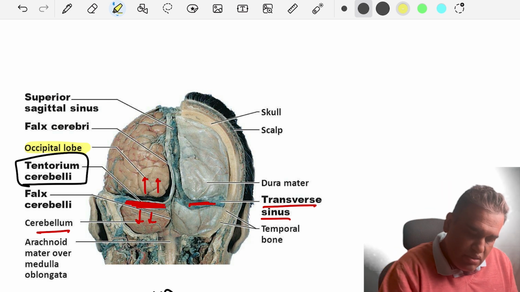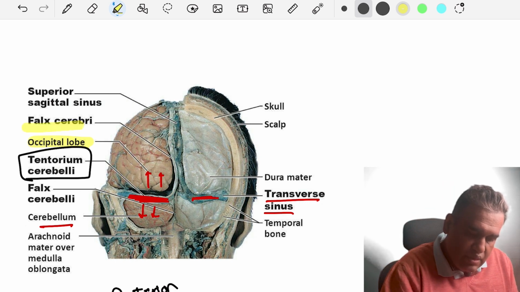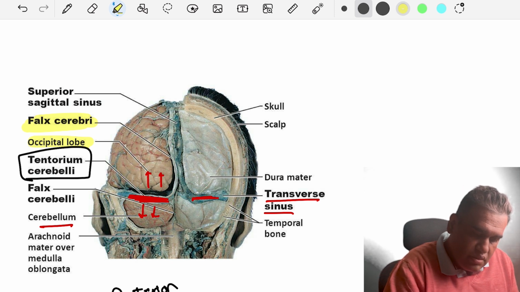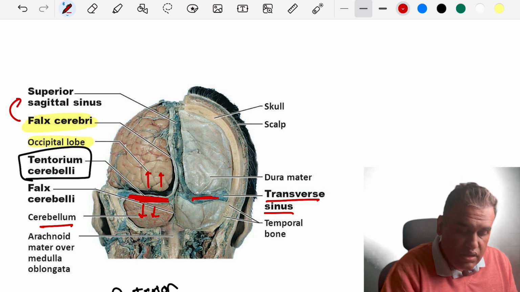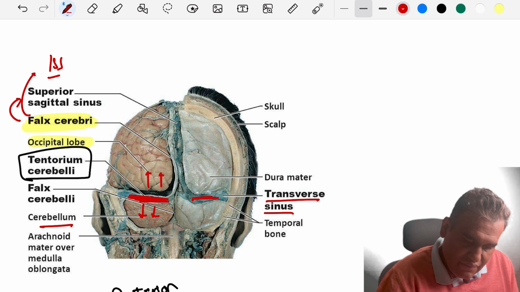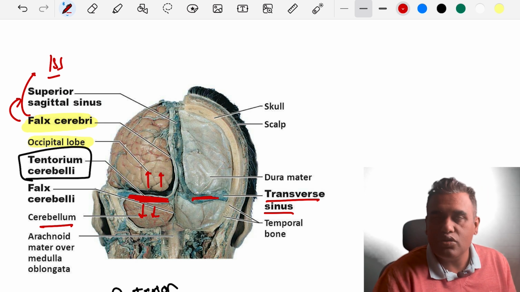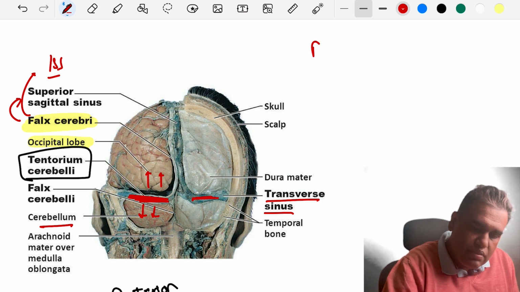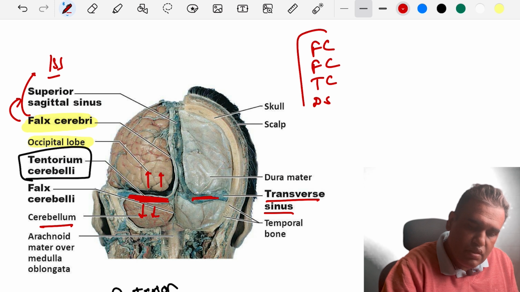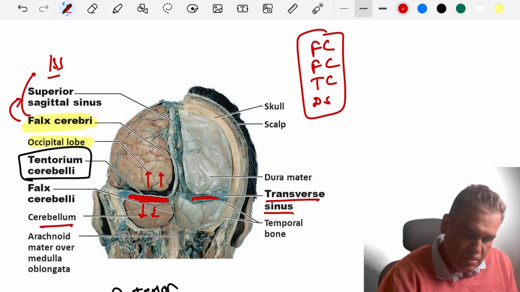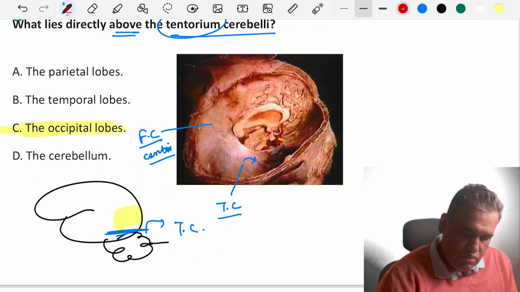This over here in the midline is the falx cerebri. That's also important, and it houses the superior sagittal sinus, and also the inferior sagittal sinus as well. So an important topic is dural venous sinuses and dural folds. Four dural folds are there: falx cerebri, falx cerebelli, tentorium cerebelli, and diaphragma sellae. Four dural folds. FCFC is cerebri and cerebelli. Right? Okay. Let's move to the 9th one.